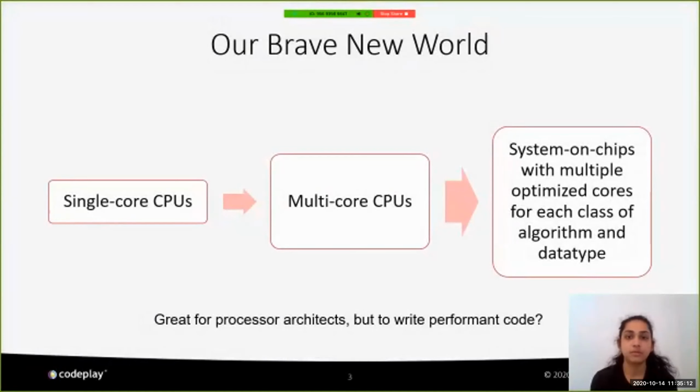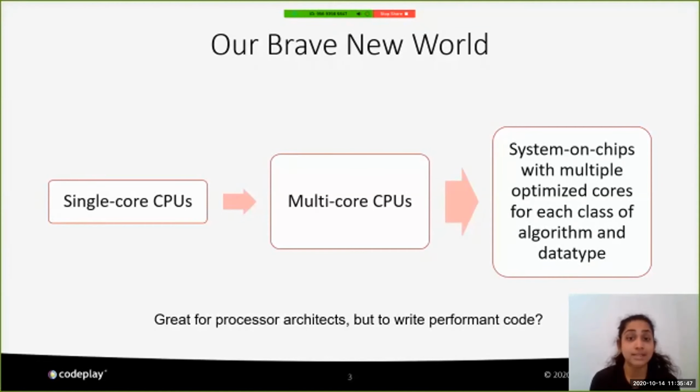So why is portability so important? If we look at the way processors have evolved, we first had single-core CPUs, then came multi-core CPUs, where to get good performance, the most important thing was to parallelize your code and utilize all of the cores present in the system. Nowadays, along with multi-core CPUs, we also have system-on-chip processors, which are highly optimized cores for each class of algorithms, or for different data types, or for both algorithms and data types.